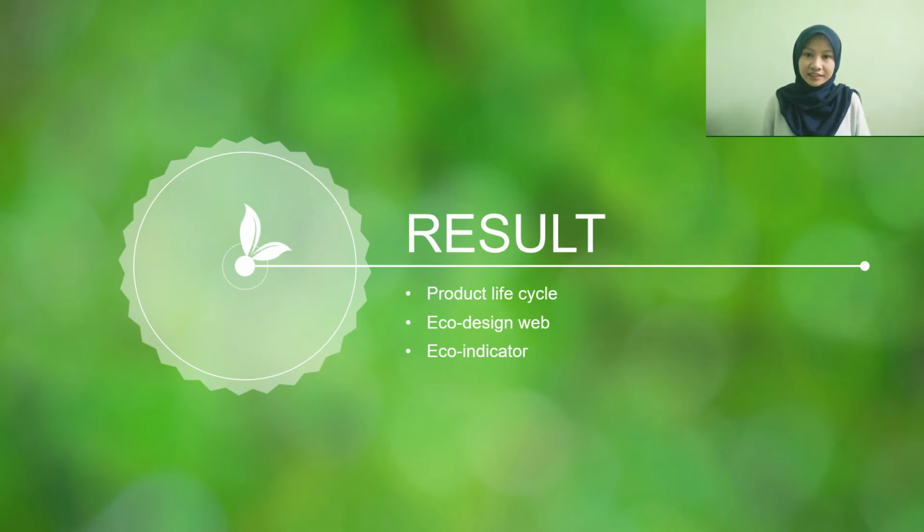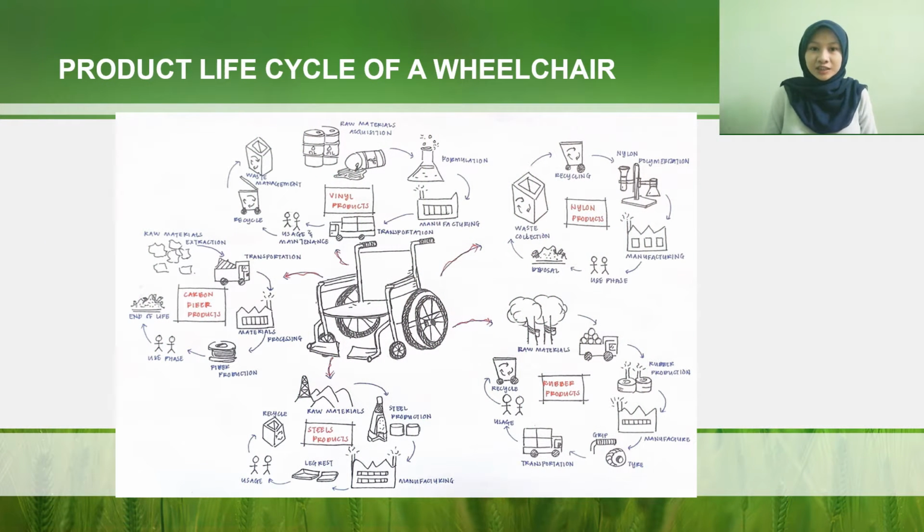Hi, my name is SYAHINDAH binti ROSLI. In this part, I will explain the result of the wheelchair that we get from 3 methods, which are product life cycle, eco design web, and eco indicator. Firstly, the product life cycle of a wheelchair. This figure shows the life cycle of each material that we use to produce the wheelchair. This wheelchair consists of 5 types of material because each part of the product is made from different material, which are nylon, rubber, stainless steel, carbon fiber and wheel.